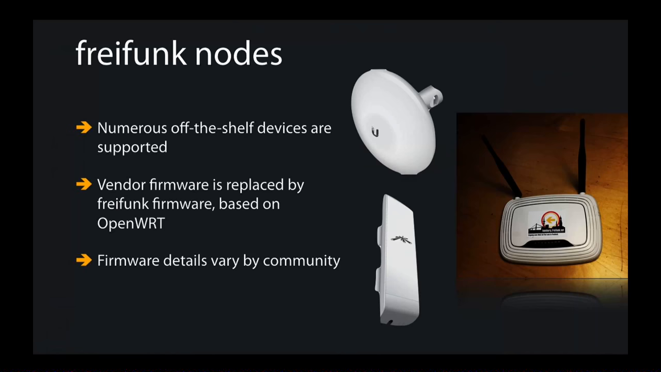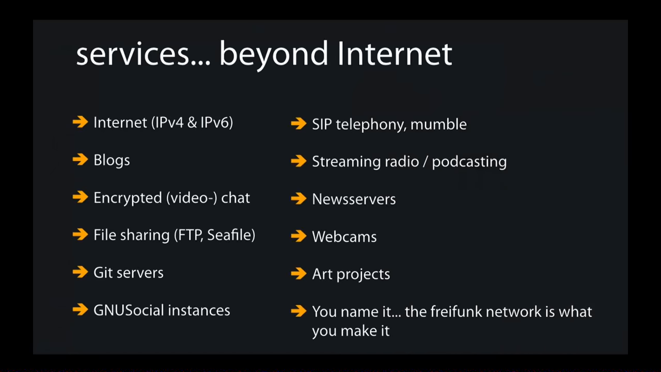But the firmware details, like which mesh protocol they use, what services are pre-installed on the router and running, that actually varies by community. So every community can do what they think is best for them. Talked about services. Obviously, the most renowned and asked for service is internet access, but that's not all. So you can actually run services within that network that never have to go through the internet. They can, but they don't have to.